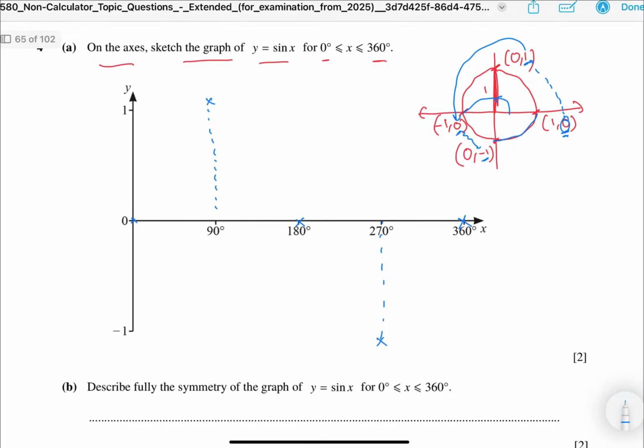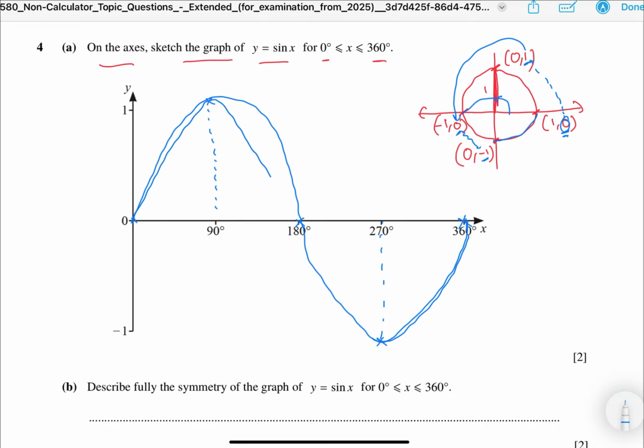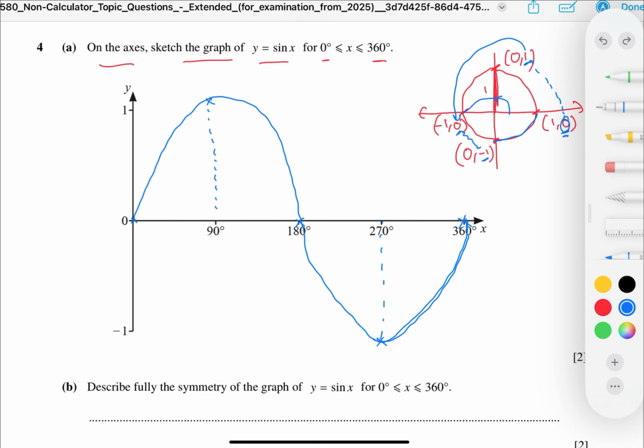So it will form a snake. Let us make it a perfect curve. The common mistake which students make is to draw a mountain over here like this. This is not acceptable by Cambridge. So please try to make the curve as smooth as possible. This is your sine graph.